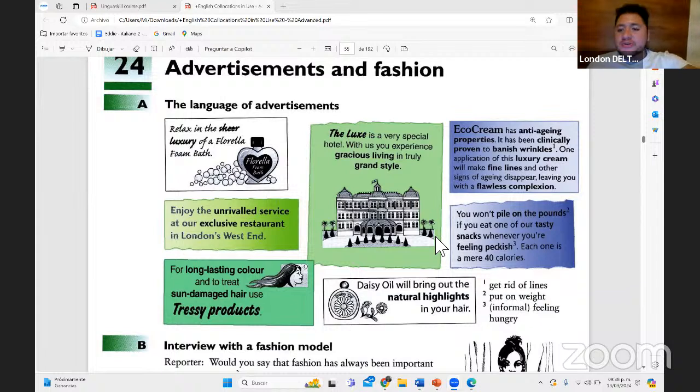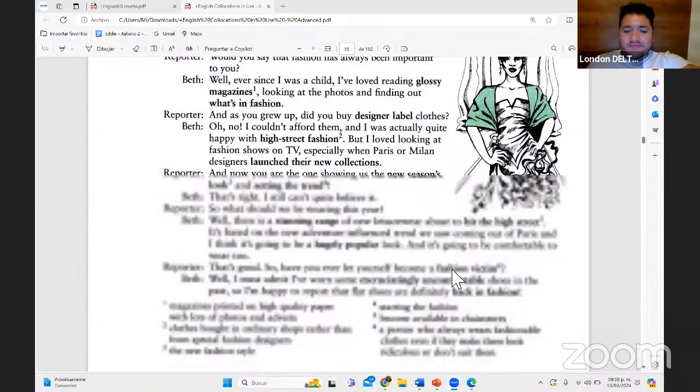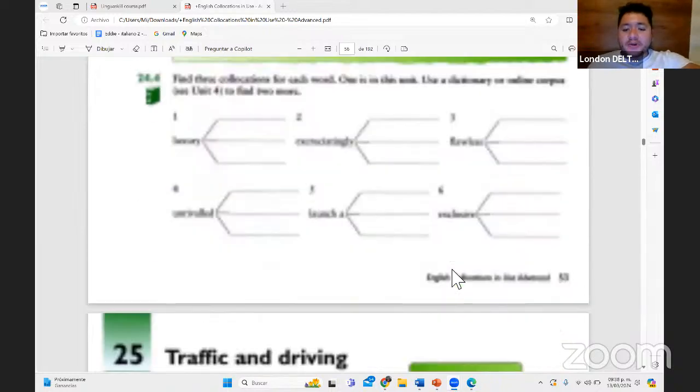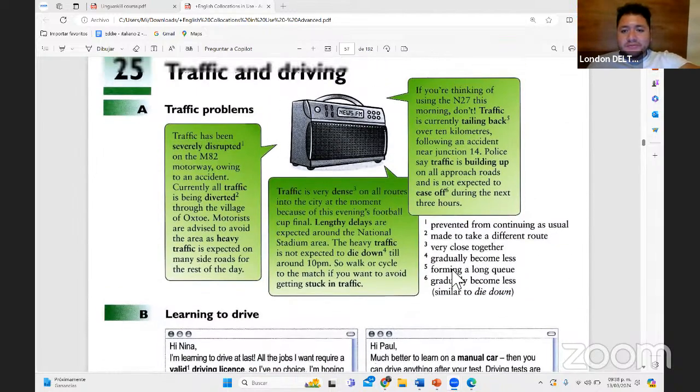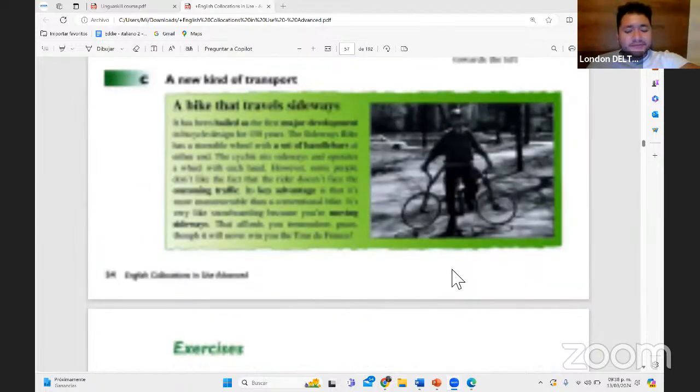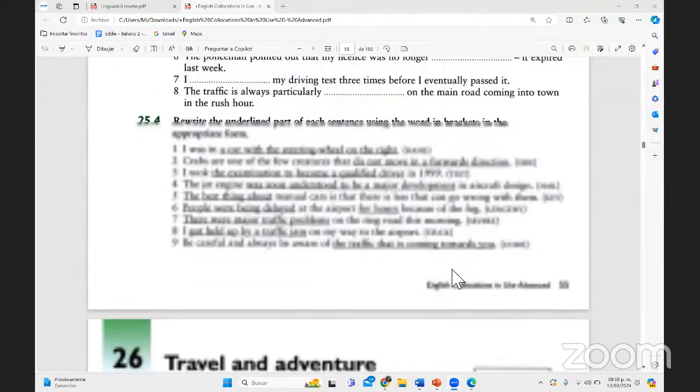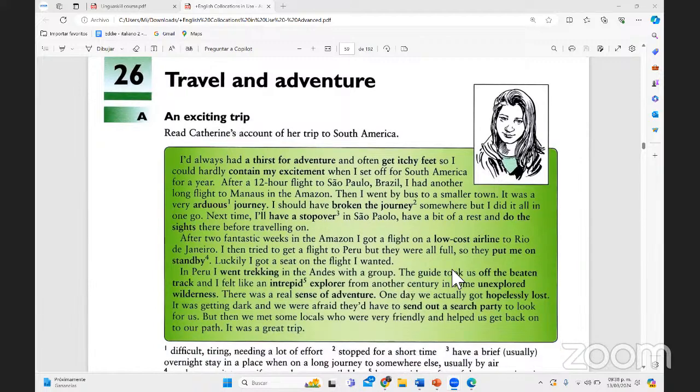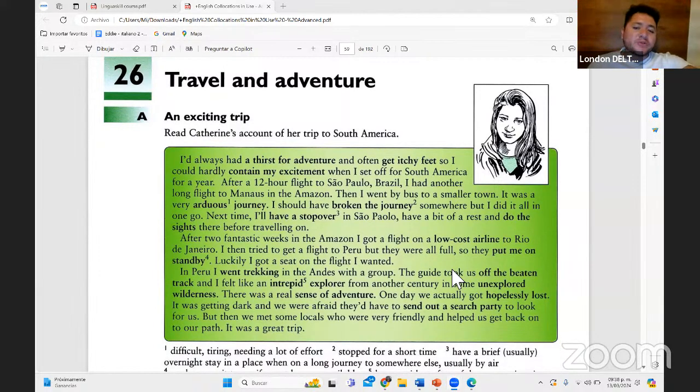Obviously, the most natural way, you know what it is? To learn collocations. What do you think is the most natural way to learn collocations? In vocabulary, in phrasal verbs, in idioms. What is the most natural way? Like I told you yesterday too. Idioms, teacher. Idioms, collocations, phrasal verbs, vocabulary.